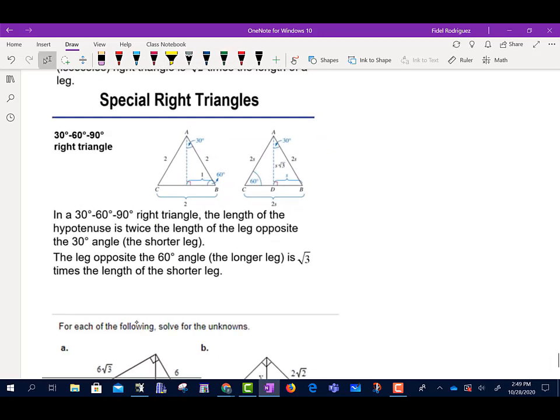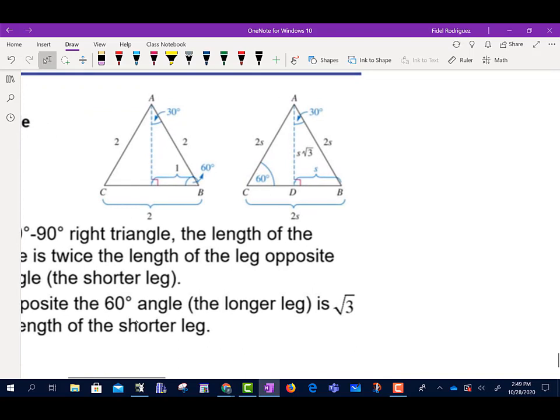And then we have another one called the 30, 60, 90 triangle. So here's my 30. This here is going to be 60 degrees. And there's obviously our 90. Okay. So whatever this measurement is here, this one here is going to be twice that. And then this measurement here will be this number times the square root of 3. Okay.